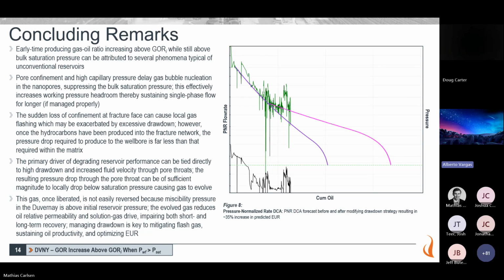The miscibility pressure in the Duvernay is far above initial reservoir pressure. So the two components for re-entrainment are time and pressure, and we don't have either of those. So once it's gone, it's gone. That's why we want to be sure that we're getting it right the first time.